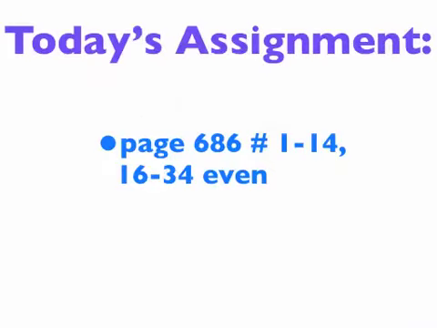Today's assignment is on page 686. It's numbers 1 through 14 and 16 through 34 even.